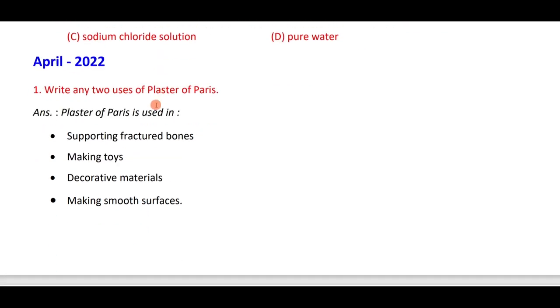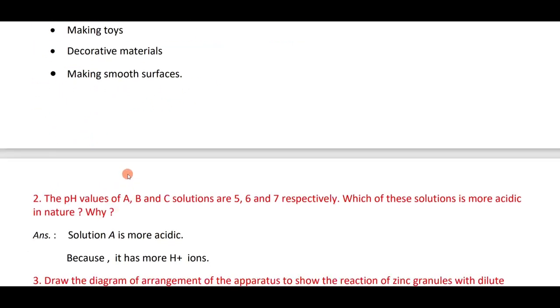Write any uses of the following. Plaster of Paris. It is used in supporting fractured bones, making toys, decorative materials, and making surfaces smooth.